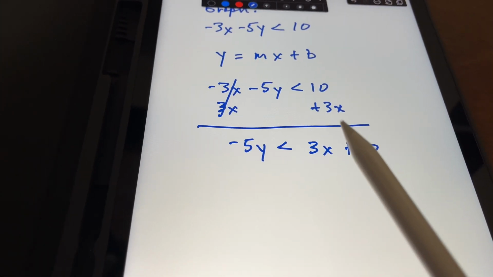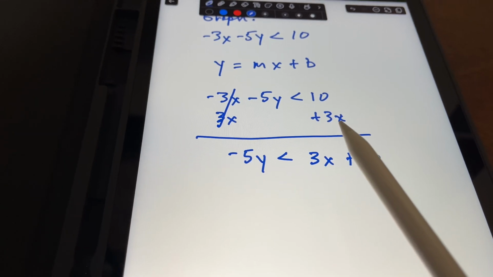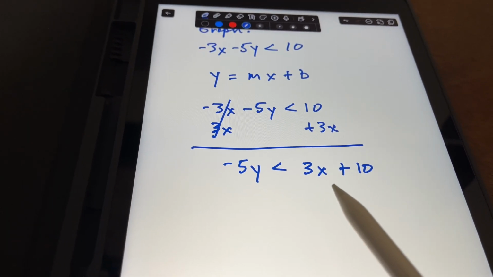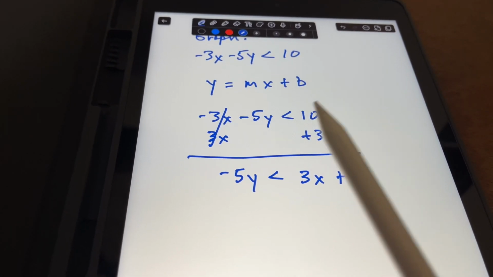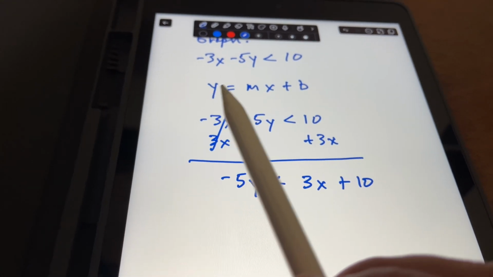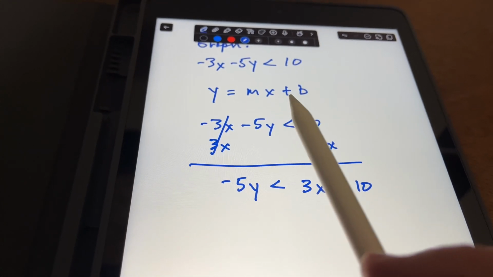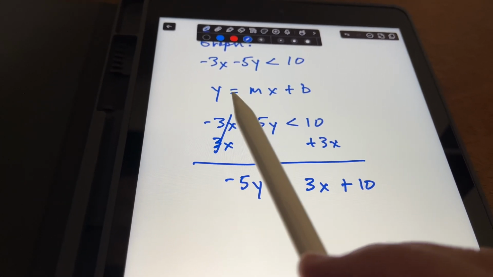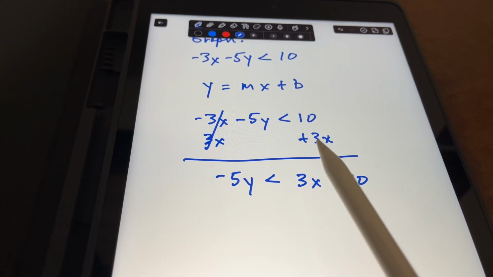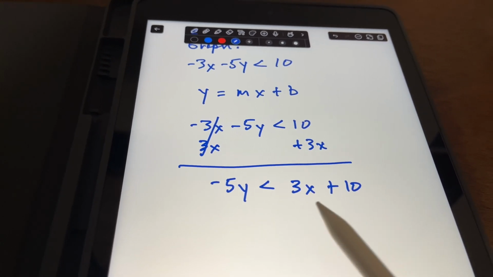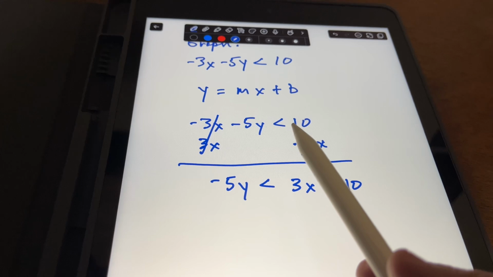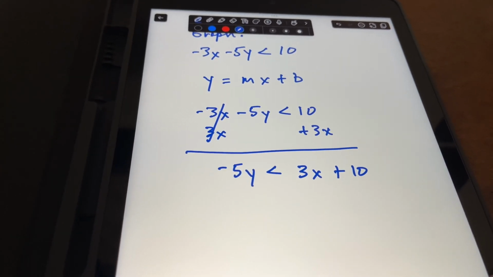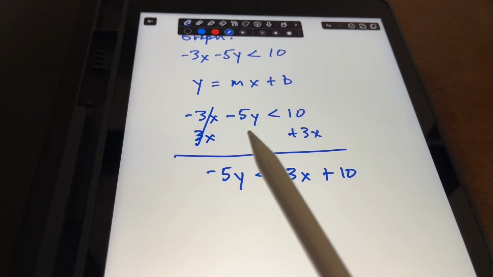Now you'll notice that over here I could have written 10 plus 3x, but I didn't. And the reason I didn't is notice that it's y equals mx plus b. In other words, the x comes right after the equal sign, so that's why I called it 3x plus 10 and not 10 plus 3x. I want the x to be right next to that. So that's the first step, adding 3x to both sides.